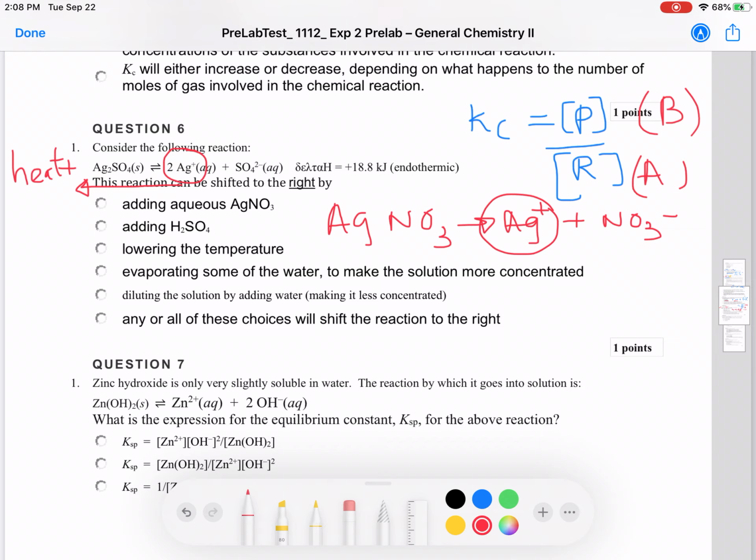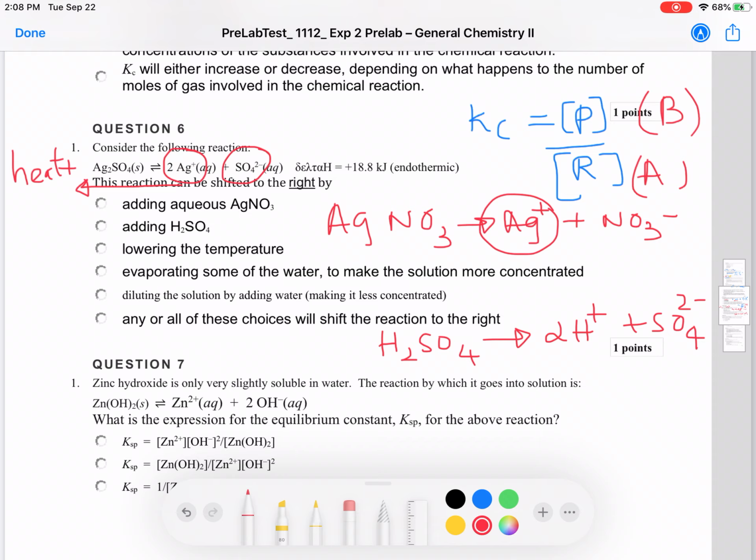Okay. What about adding sulfuric acid? Same thing. Sulfuric acid is also a strong acid, and dissociates 100% to hydrogen ions and sulfate ions. Again, sulfate ion here is one of the products, so you are adding more product, then the equilibrium will shift to the left side. That is not going to help either.